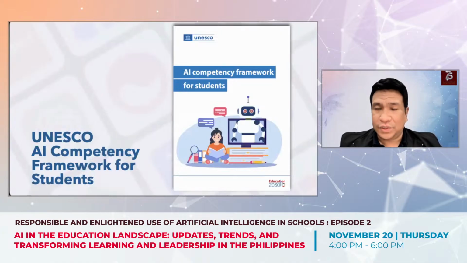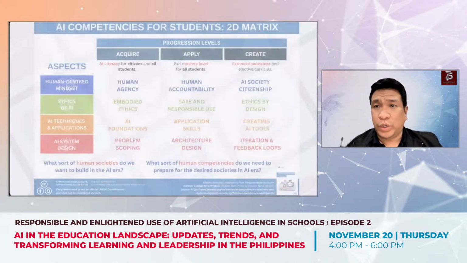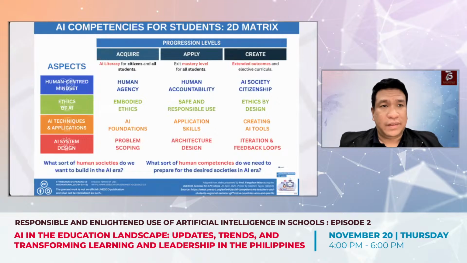So I think the UNESCO was one of the first. I think this was 2024. In their framework, they said that there are four aspects or areas where students should be good at. It's on human-centered mindset, ethics of AI techniques and applications, and even AI system design. At sabi ng UNESCO, yung mga students, they can progress through different levels.